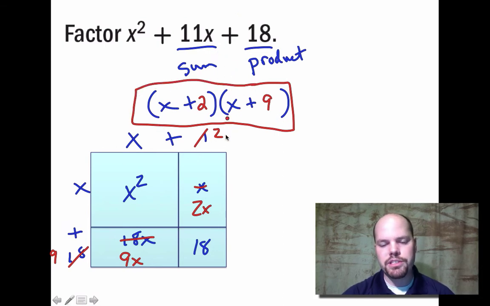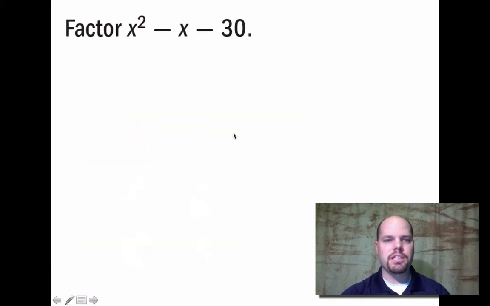Because if we use 3 and 6, they multiply to be 18, but 3 and 6 would make 9x. So 3 and 6 wouldn't have worked. The only one that works is the quantity x plus 2 times the quantity x plus 9. All right, let's factor x squared minus x minus 30.